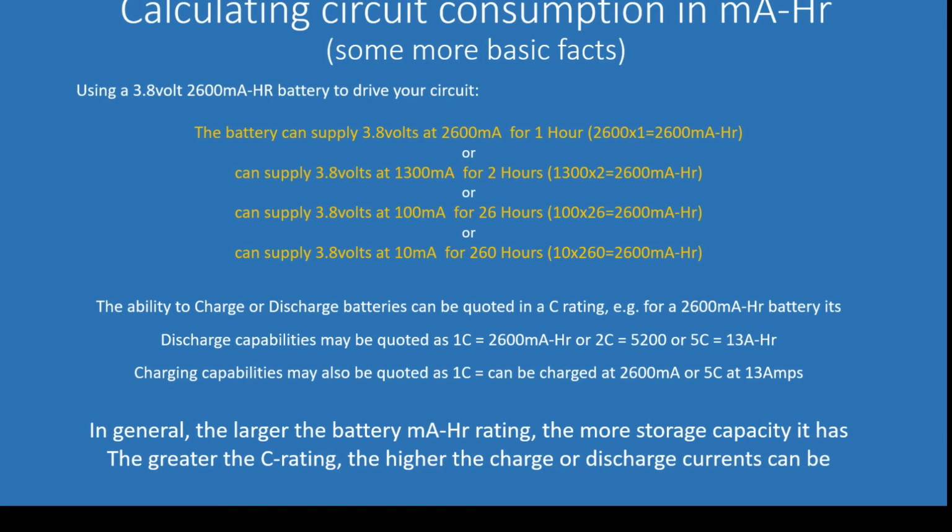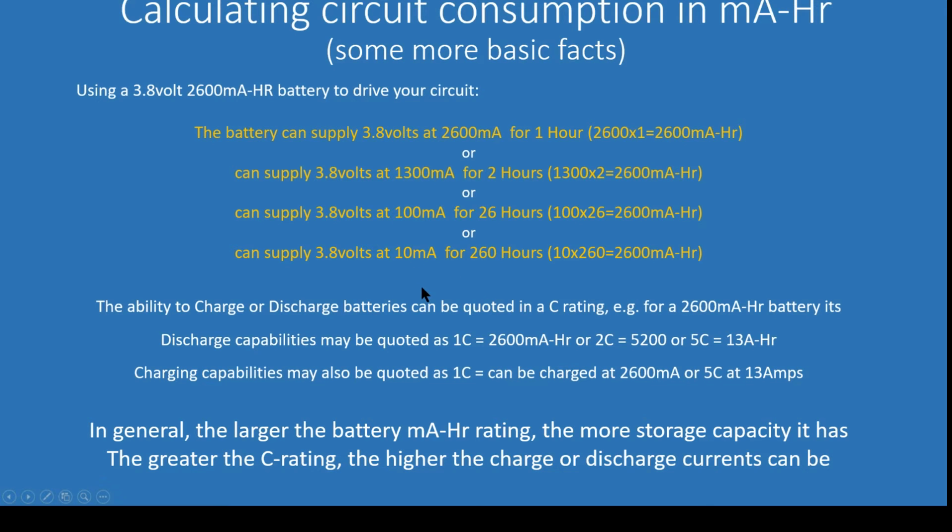So again, using a 3.8 volt 2600 milliampere hour battery, you can drive a circuit for 1 hour at 2.6 amps or 2600 milliamps. You can half the current, double the time, so 1.3 amps for 2 hours, or 0.1 amp for 26 hours, or 260 hours at 10 milliamps.